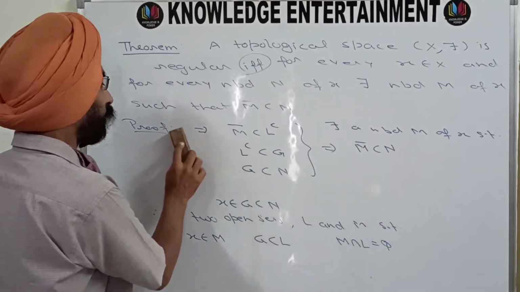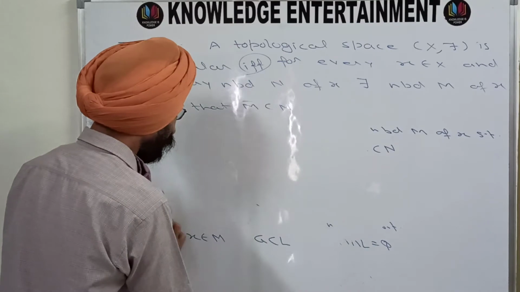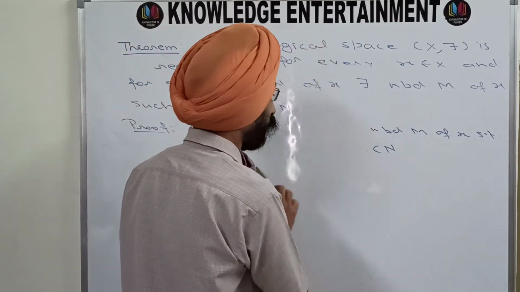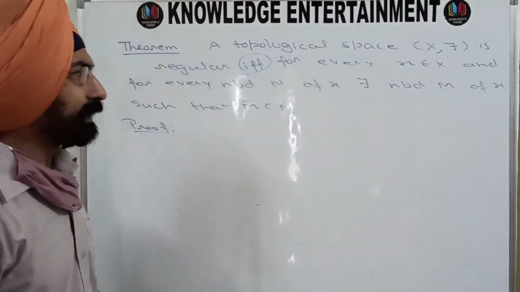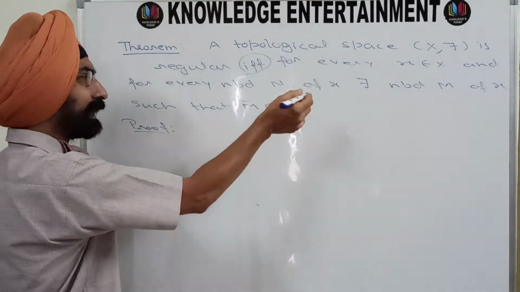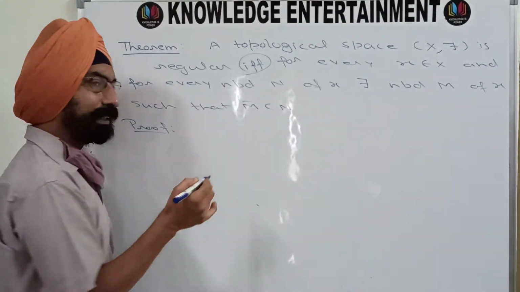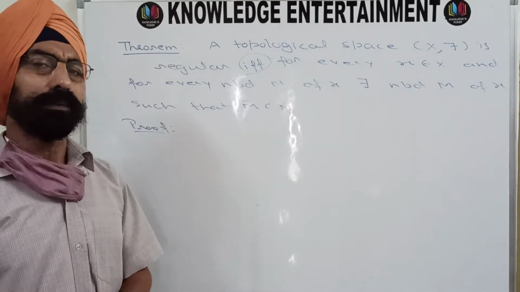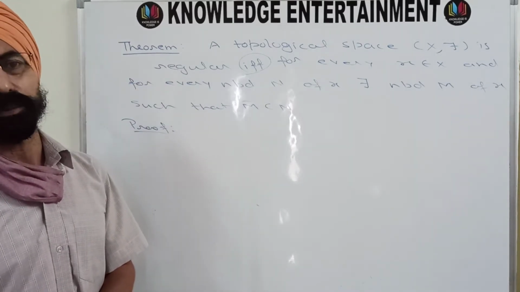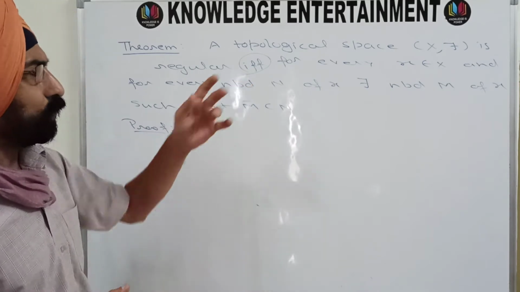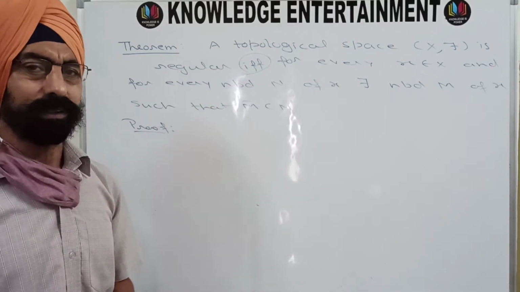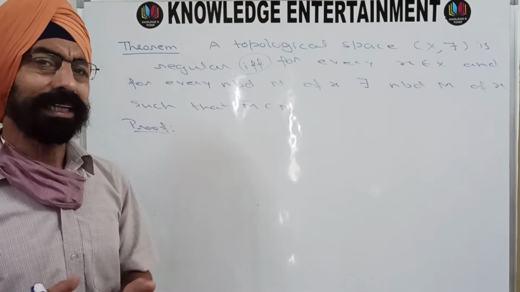So this is the first part of the theorem, and now we will move on to the converse part. For the converse part, we are given that the condition is satisfied. That means for every neighborhood N of x, there exists a neighborhood M of x such that M bar is a subset of N, and that is given to us. And now we have to show that the space is regular.